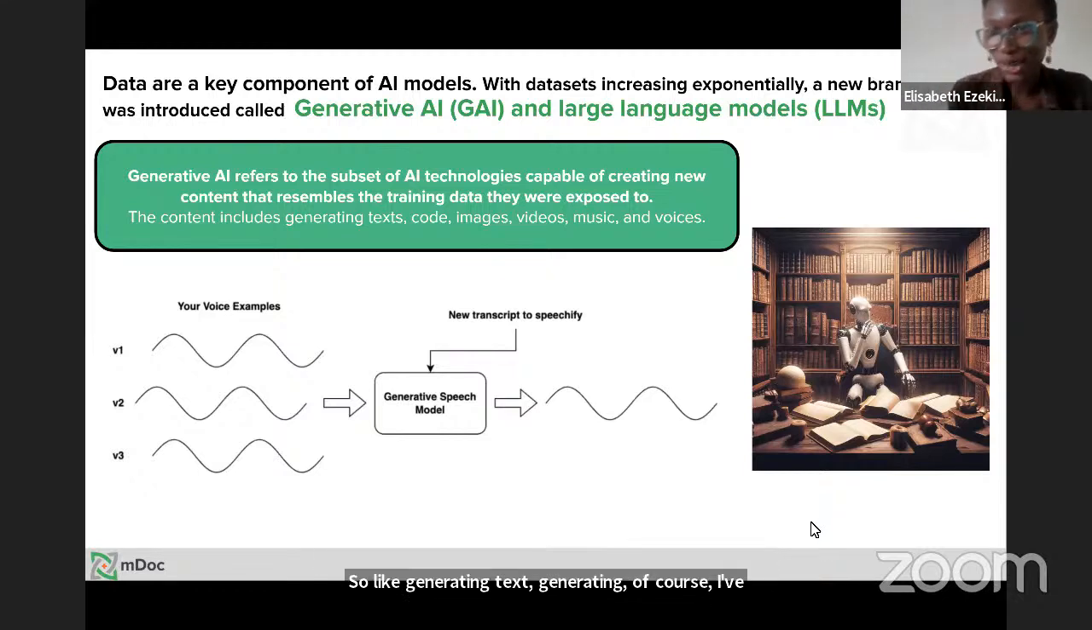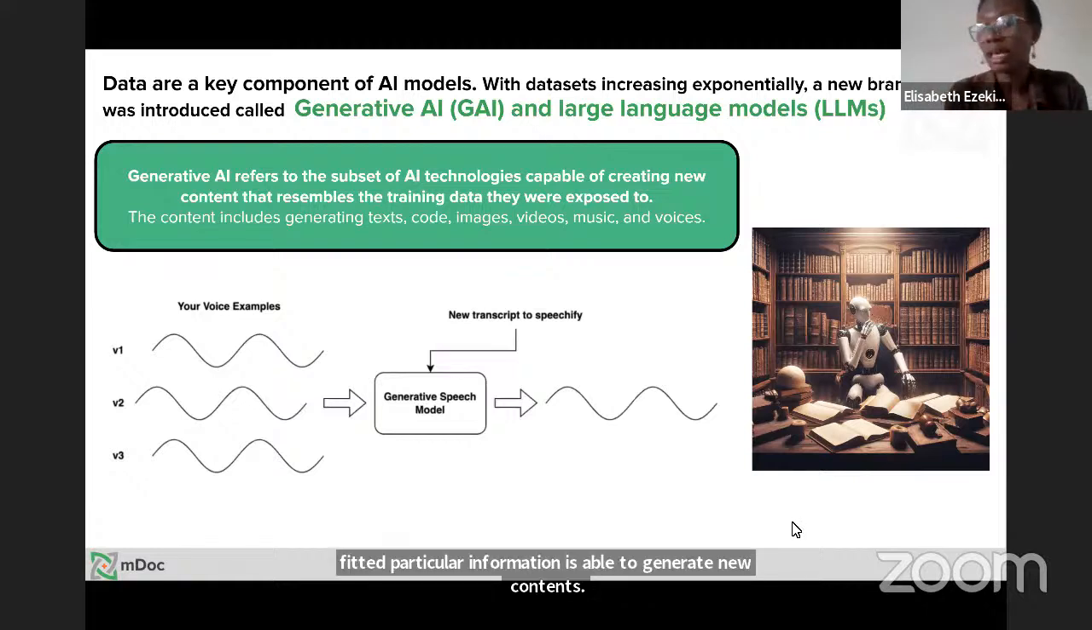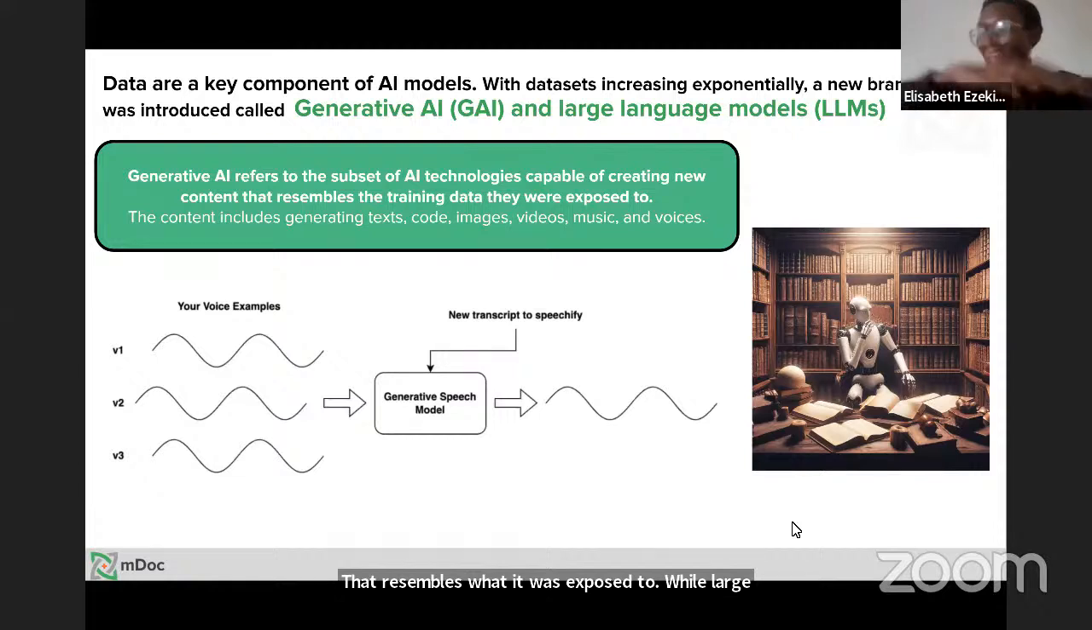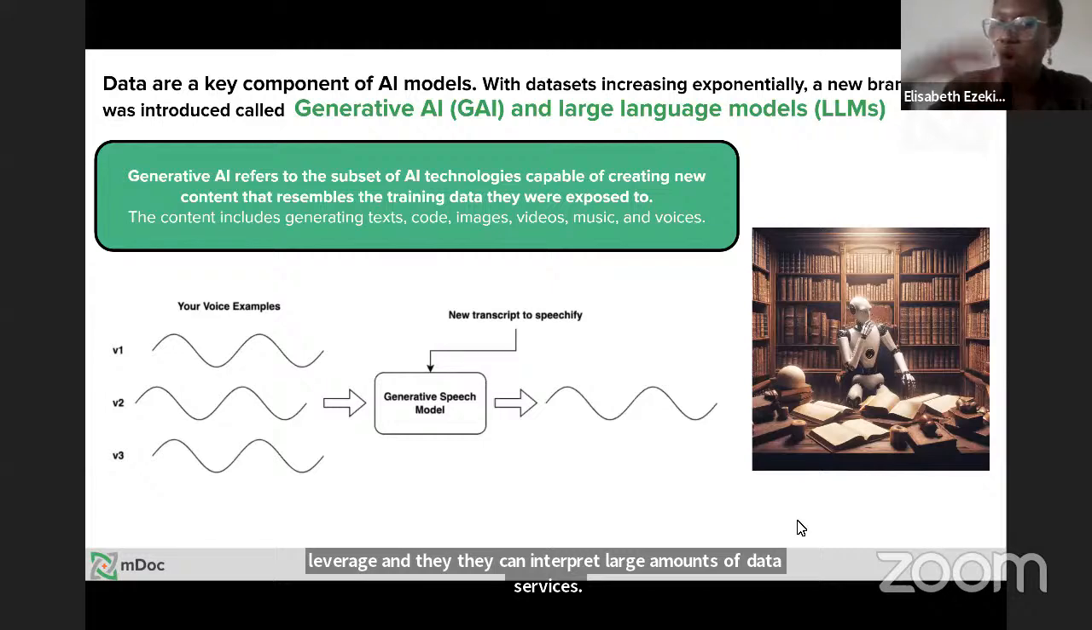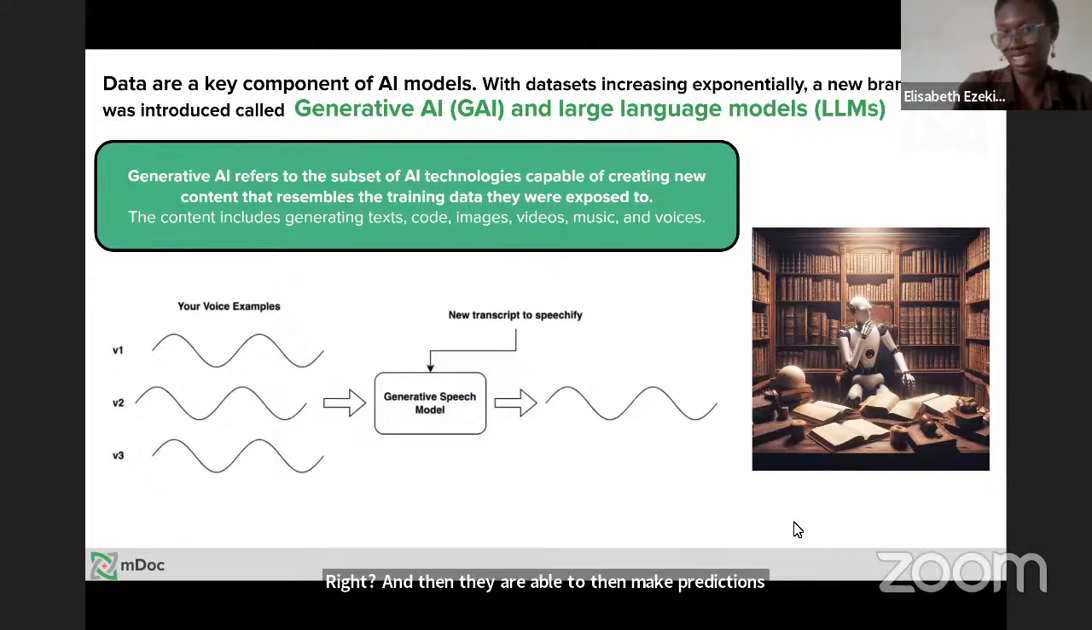Profile pictures that we've used on our Facebook, Instagram, or WhatsApp, in that same way. It's also able to generate from speech to text. So when you feed it a particular prompt or piece of information, it's able to generate new content that resembles what it was exposed to. While large language models can interpret large amounts of data sources, they are then able to make predictions or decisions from that analysis and interpretation.